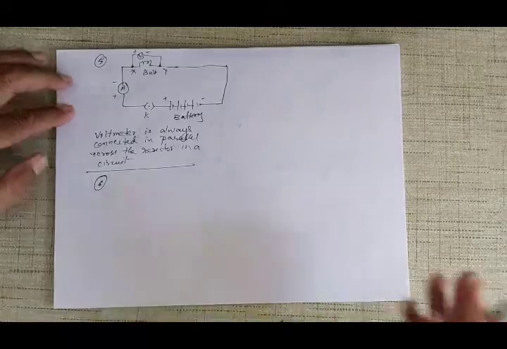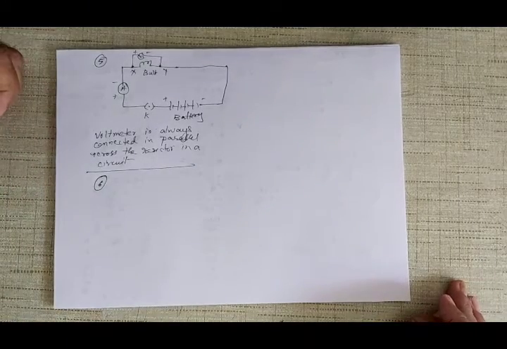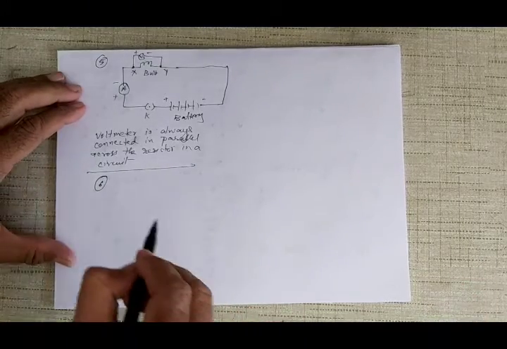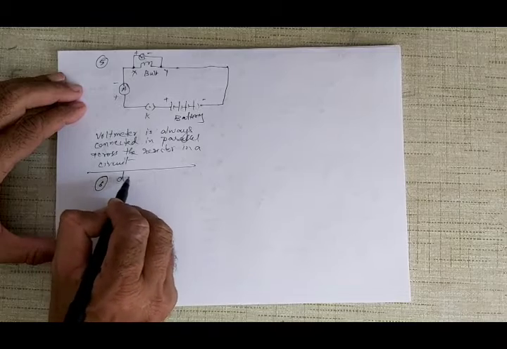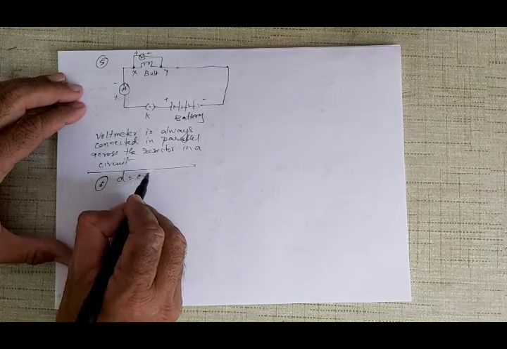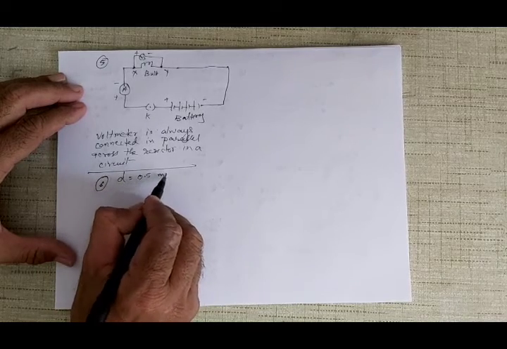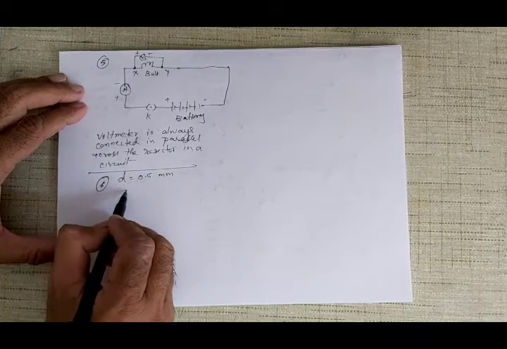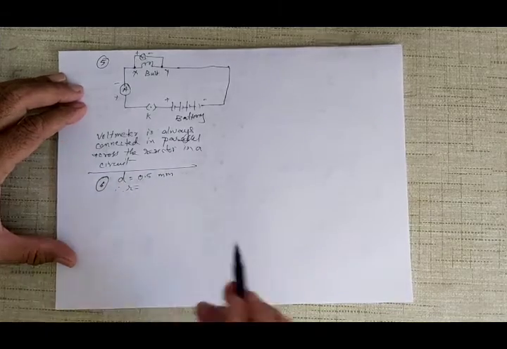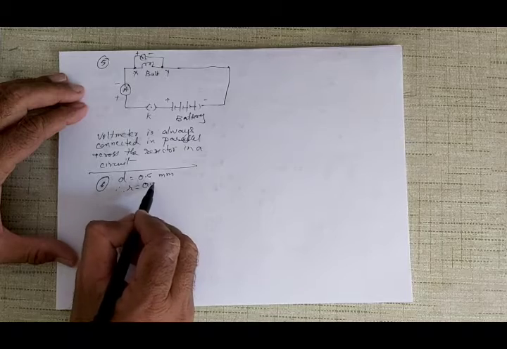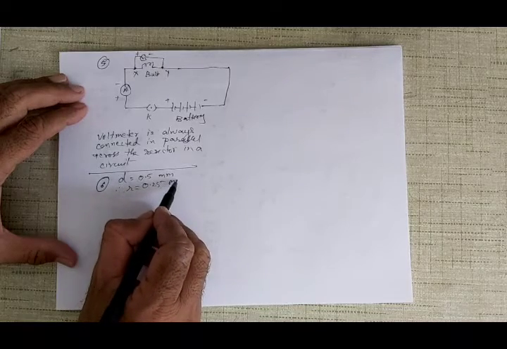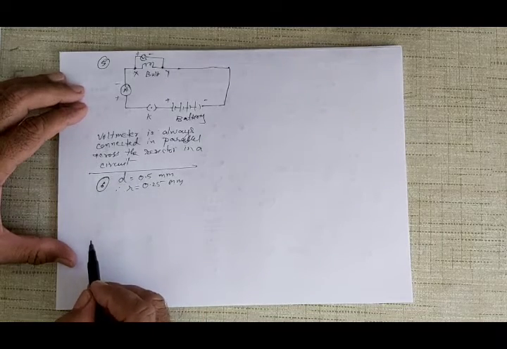All right, now let us see the next one. Number 6. A copper wire has a diameter of 0.5 millimeters. So the diameter is 0.5 millimeters, so the radius is half the diameter, that is 0.25 millimeters. The radius is always half of that.